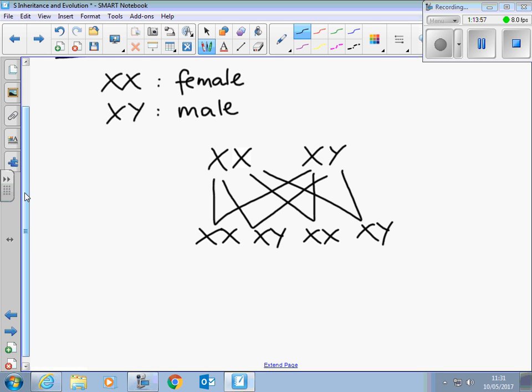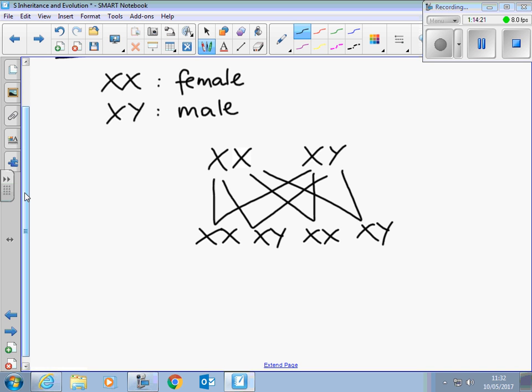Which would be heavier? The X, yeah, because the X chromosome is bigger. You know, we're talking about fractionally, aren't we? But the X chromosome is quite a lot bigger than the Y chromosome. That is enough to actually separate them.